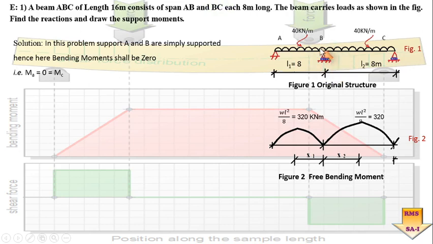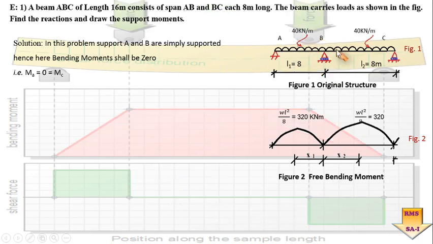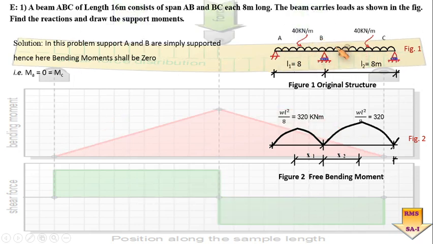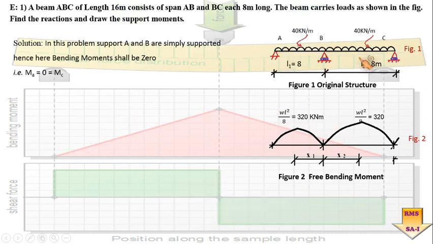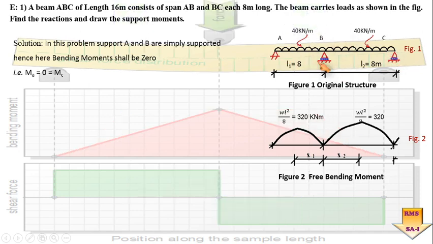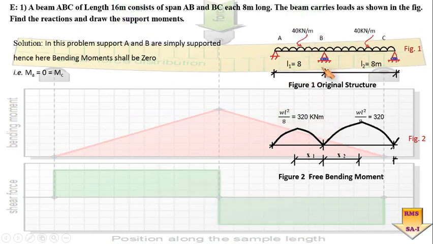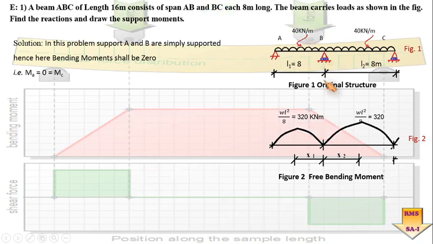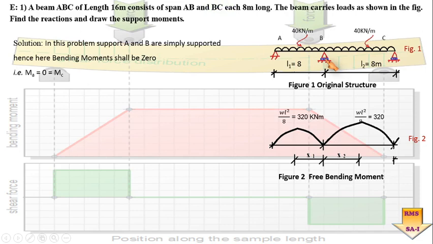Here at B, MB is not equal to 0 because it is under partial fixity, in between the simple supports. This is forming a continuous support. Is it okay? So MA is equal to 0 and MC is equal to 0, but not MB. That means in this total problem we are interested in finding the parameters at point B, that is the reaction at B and the moment at B.